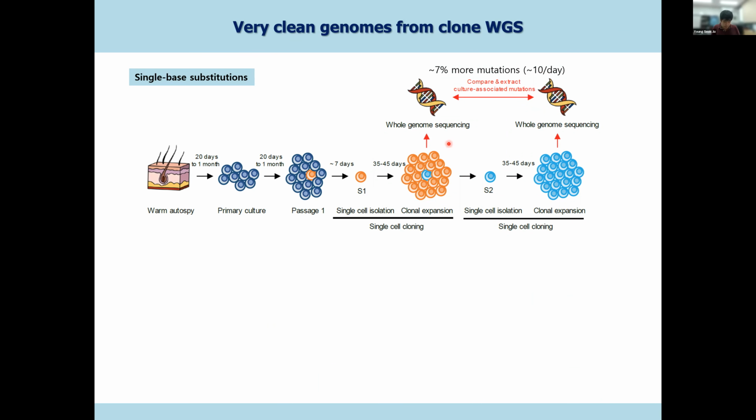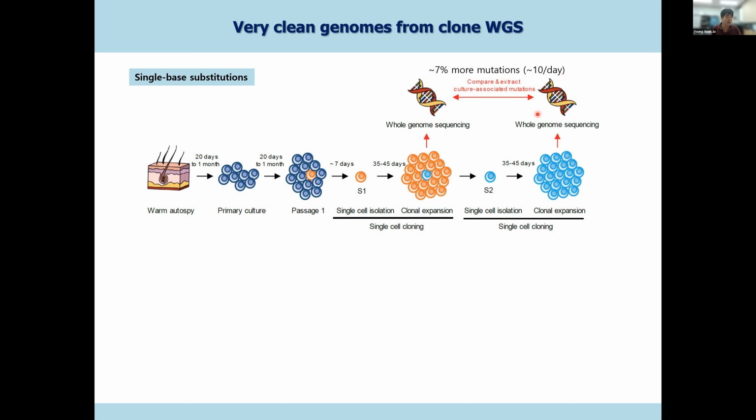Somebody may wonder about the in vitro mutation rate during cell culture, so we conducted this kind of analysis. After passaging, we counted how many artificial mutations were acquired. If we culture a single cell for around 1 month, there will be around 7% more mutations, or in absolute numbers, around 10 mutations acquired per day.